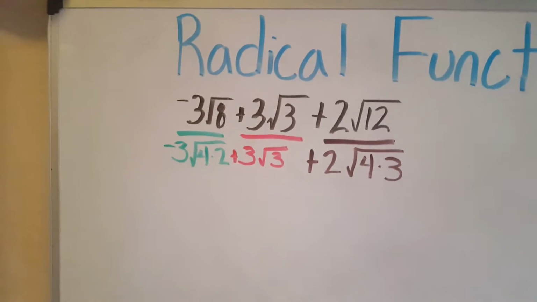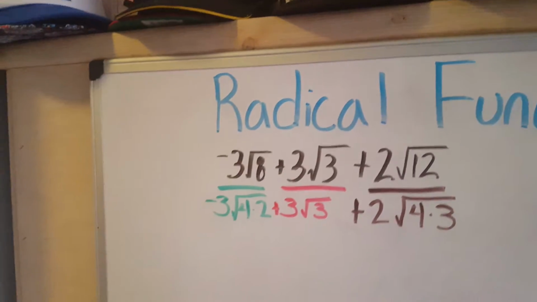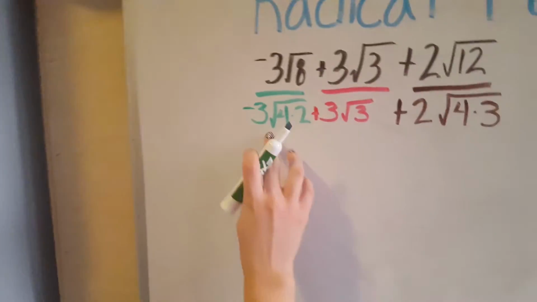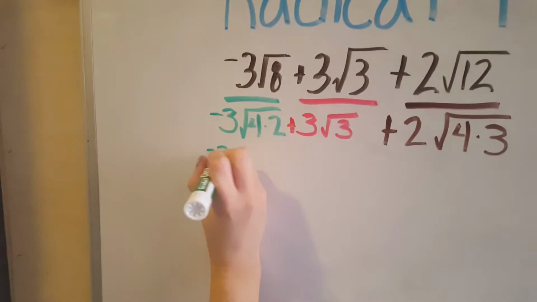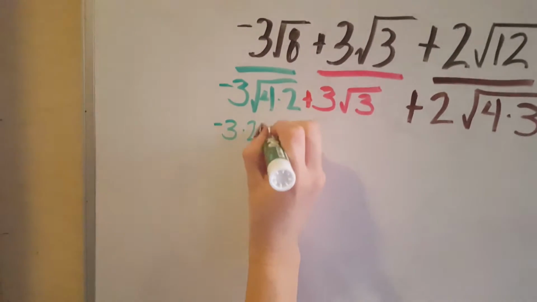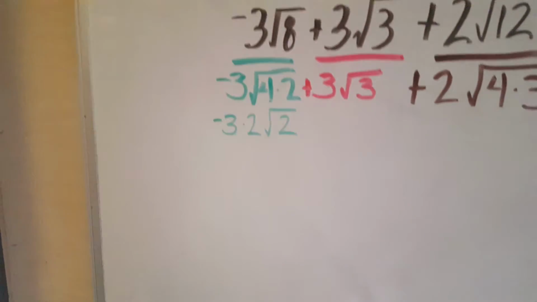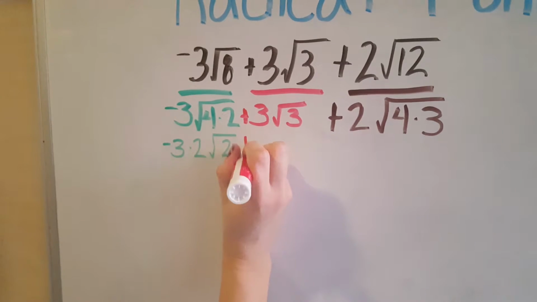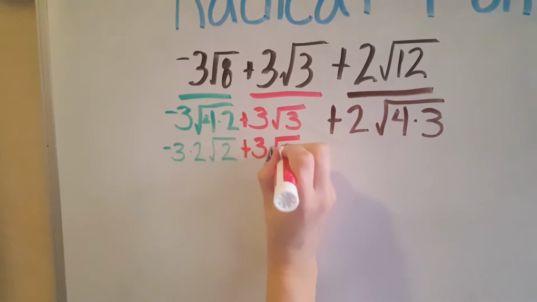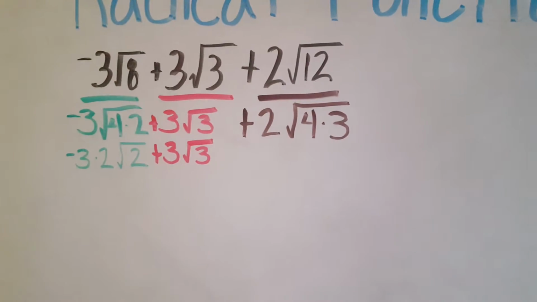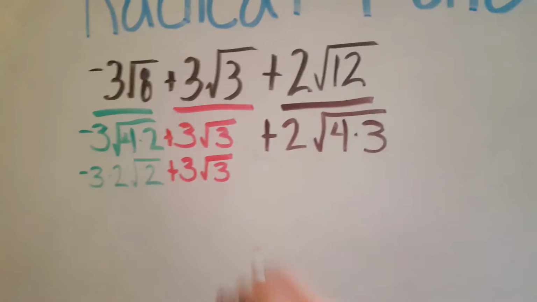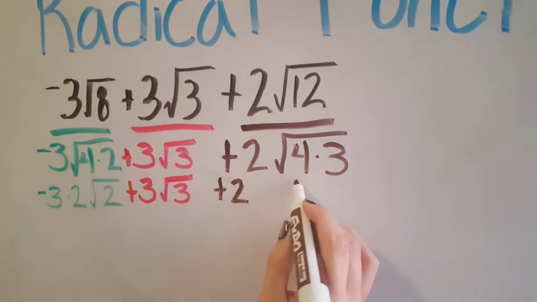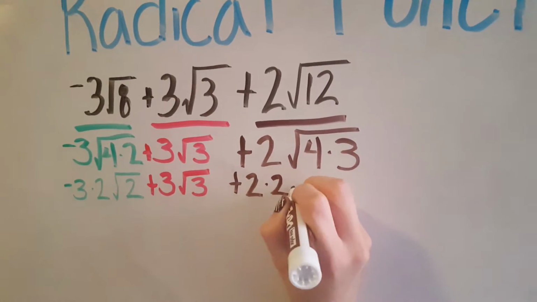So now we're going to identify the perfect square root and then multiply it by that whole number. So for the green, the square root of 4 is 2. So negative 3 times 2 with the square root of 2. Then we're going to move on to the red, and this one we're just going to leave alone, just drop it down. And then for our brown, it's going to be plus 2, and then the square root of 4 is 2, times 2 square root of 3.